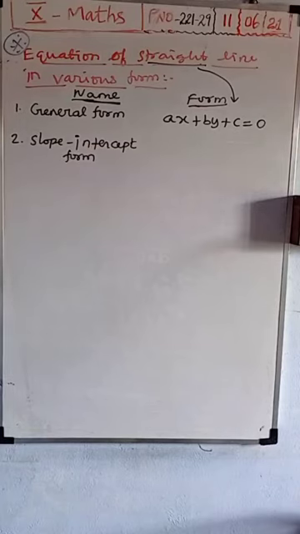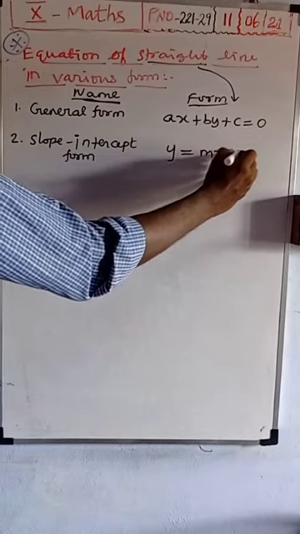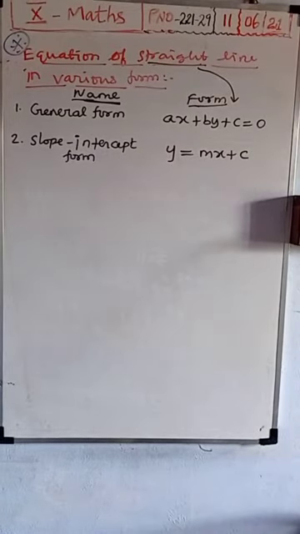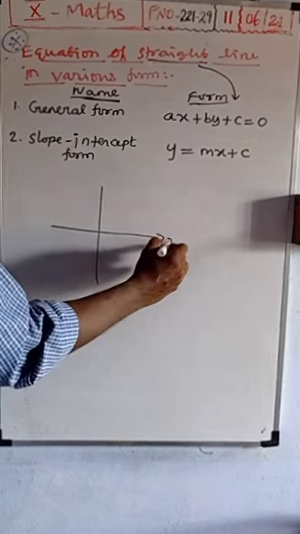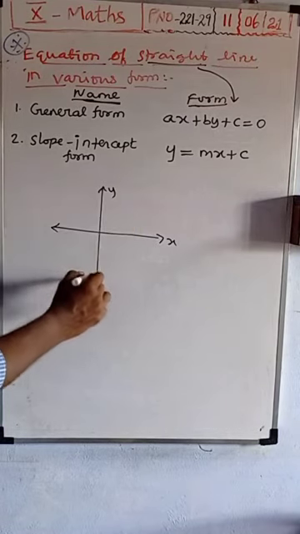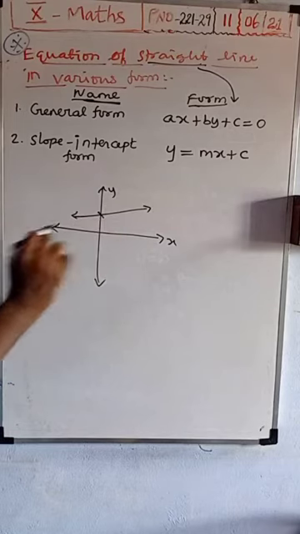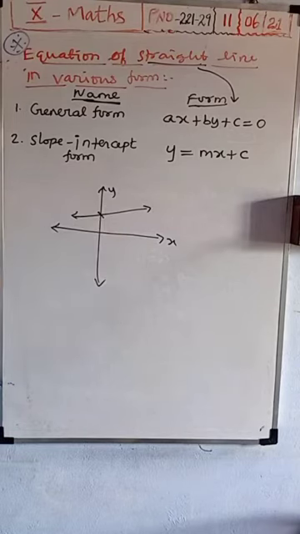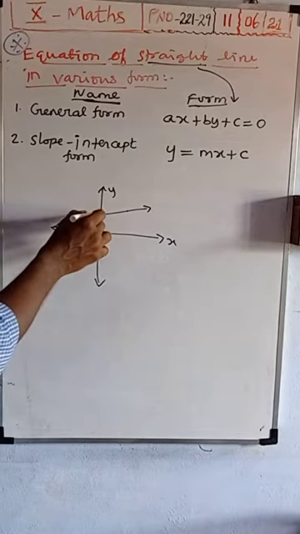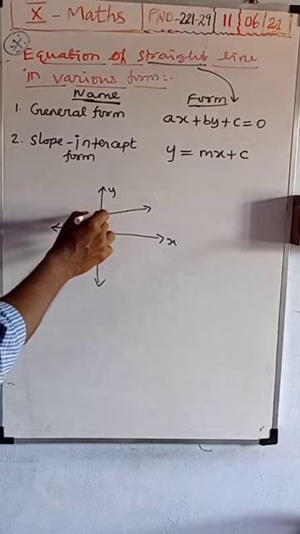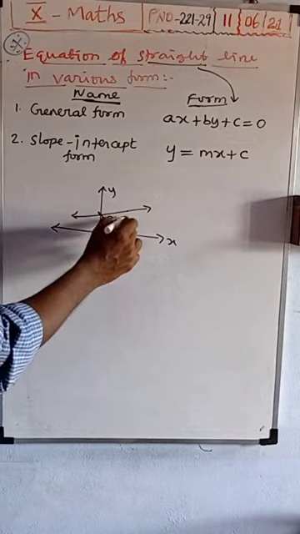Then what is that? Here y is equal to mx plus c. So what is this form? Slope intercept form means, this is the x-axis, this is the y-axis. You draw one straight line that intersects only the y-axis. This point you will get as 0 comma something, 0 comma some constant.